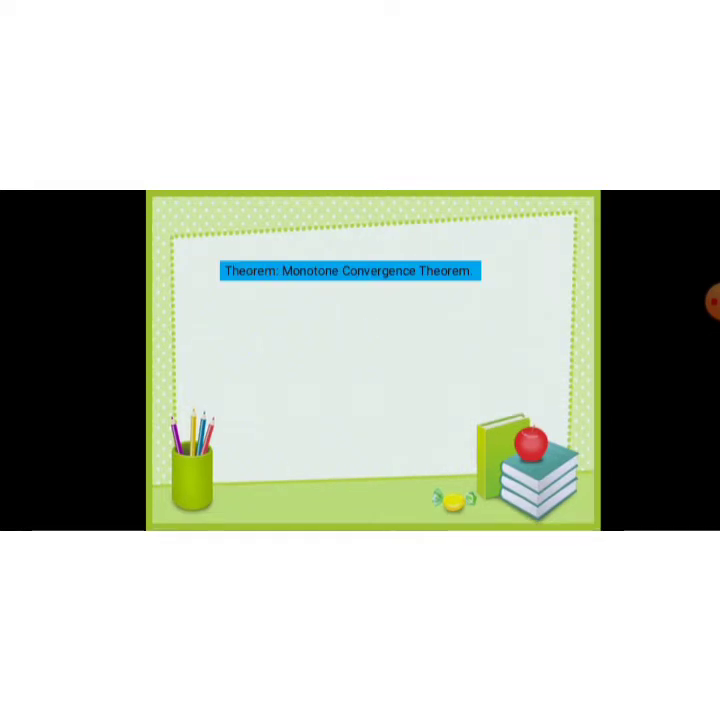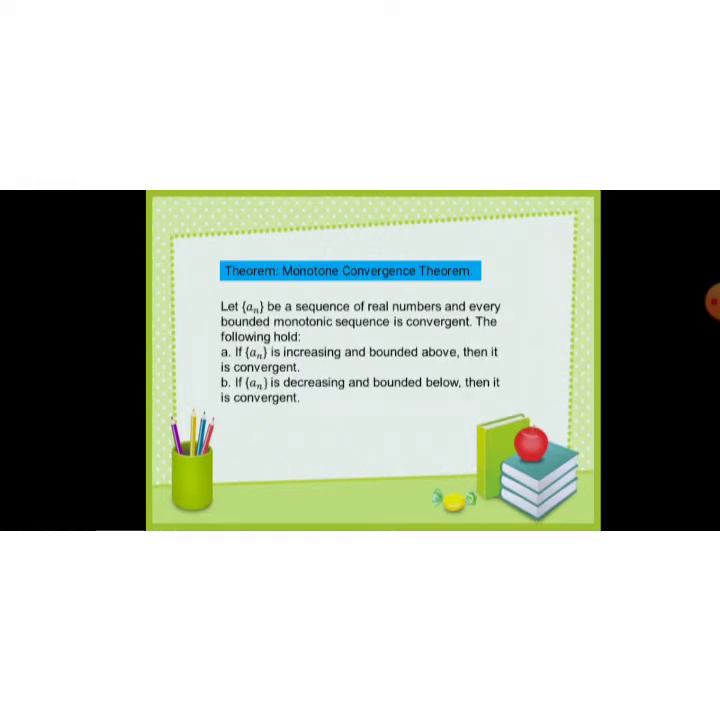Theorem. Monotone convergence theorem. Let a sub n be a sequence of real numbers. Every bounded monotonic sequence is convergent. The following holds: A. If a sub n is increasing and bounded above, then it is convergent. B. If a sub n is decreasing and bounded below, then it is convergent.